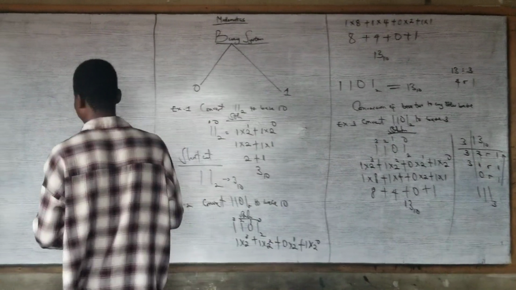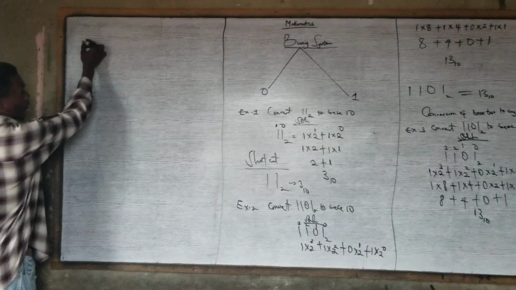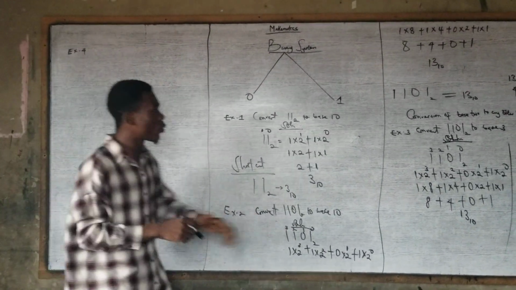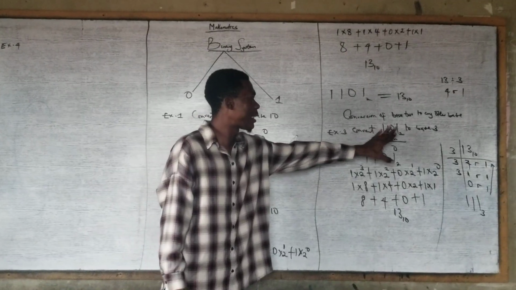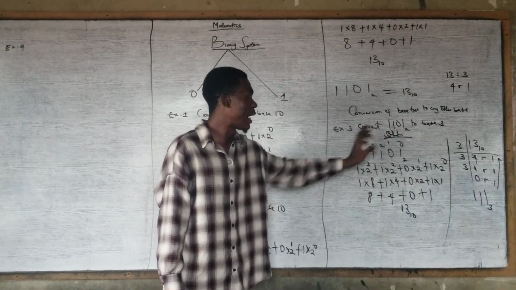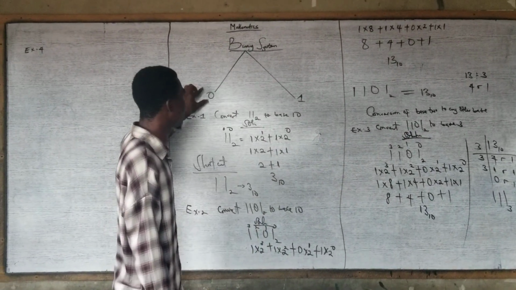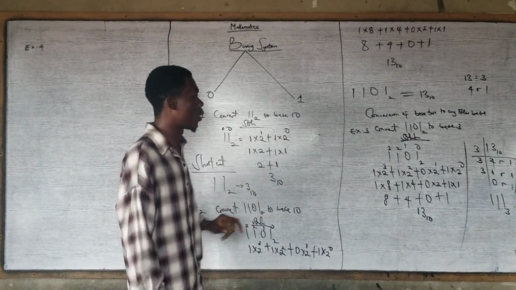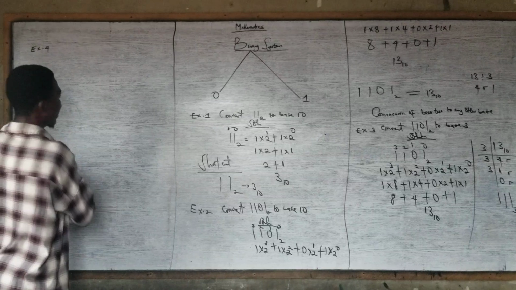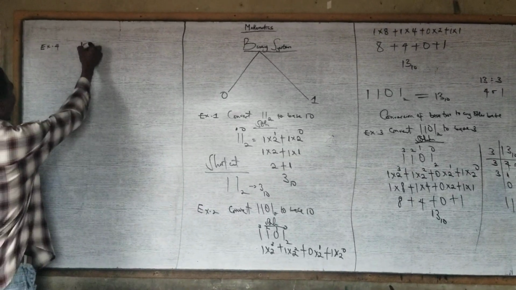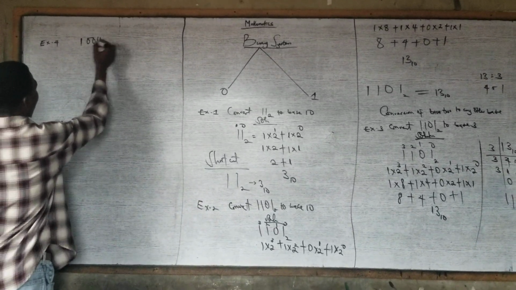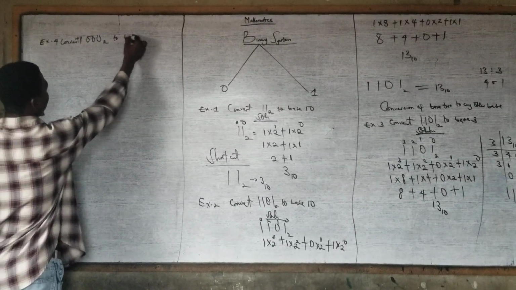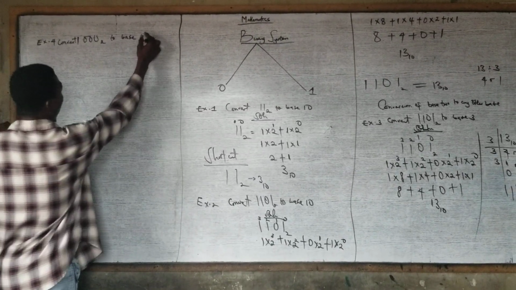Now let us do an example on this. Now example 4. So we are still dealing, I'm just taking questions based on numbers that are present in base 2. And I told you the smallest number in binary system is 0, and the largest number in binary system is 1. So that is that. Let us just do one more example. So if we're having 1000 base 2, convert 1000 base 2 to base 4.